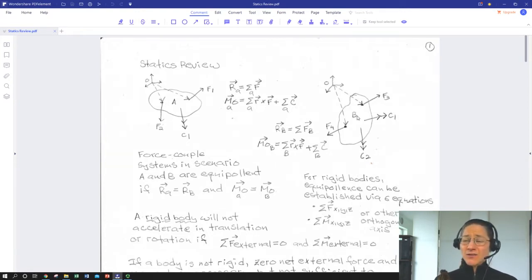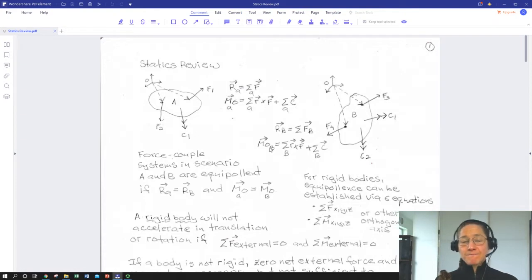Now if we happen to have another body, B, shown over here on the right, with a bunch of other forces and couples, different, acting at different points of application, different radii from our same point O, our origin of our coordinate system, we can write a similar expression for the force resultant on body B and the resultant moment on body B.